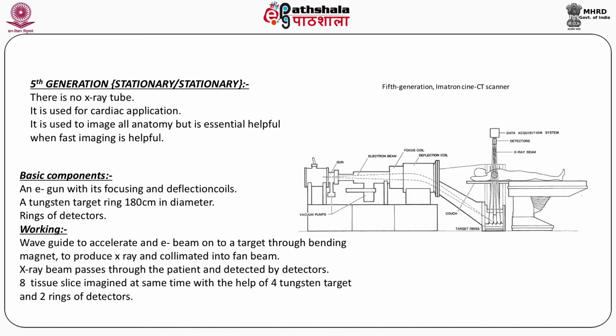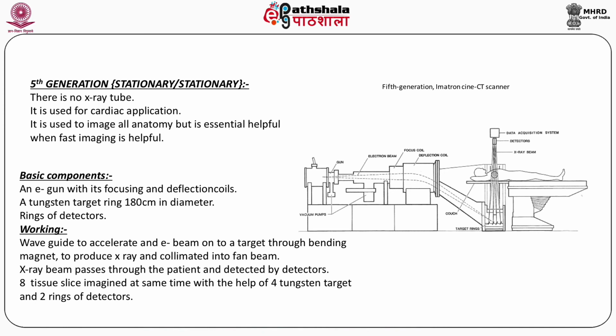Fifth generation was a stationary type, so there was no moving X-ray tube. It was used for cardiac applications. It is used to image the anatomy, but is especially helpful when fast imaging is needed. You can see here in this figure there is an electron beam which is produced by an electron gun, and this electron beam is rotated, steered on fixed tungsten targets.